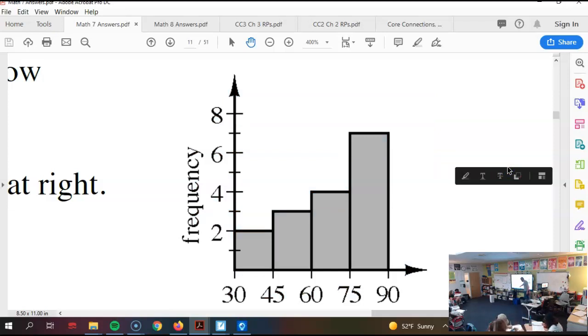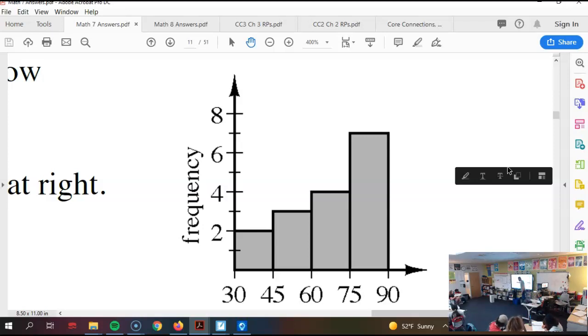So how wide is this? 15, right? 30 to 45. So this has to be 15 wide, has to be 15 wide. If you make yours 10 wide, from 30 to 40, 40 to 50, 50 to 60, that's fine. You don't want to make them too wide, because then there won't be many different bins.